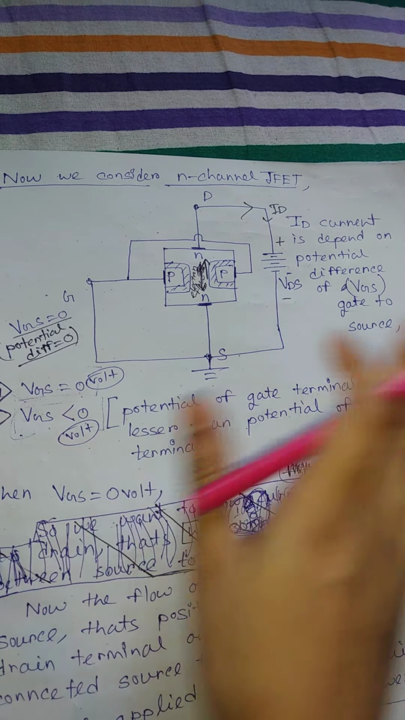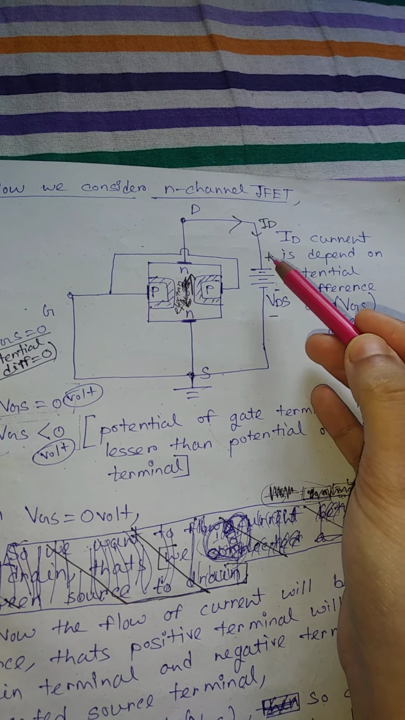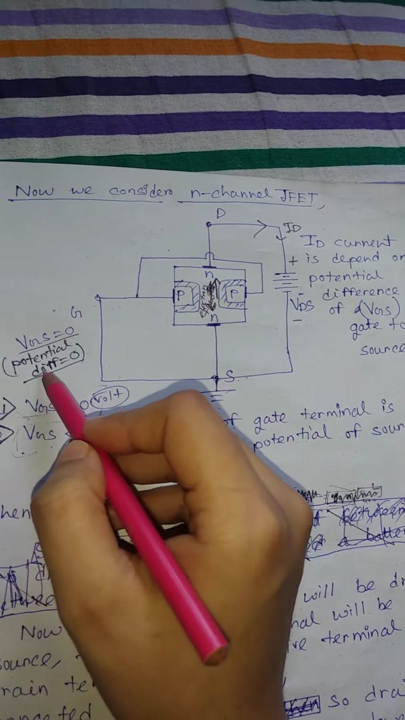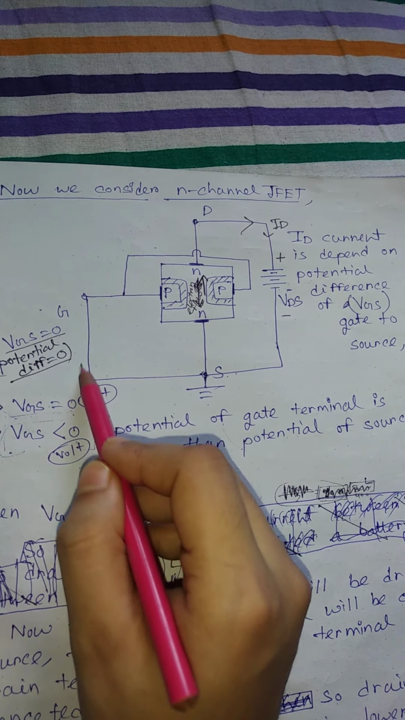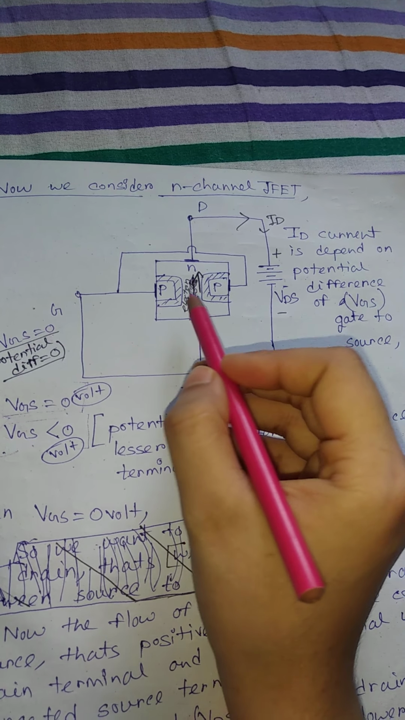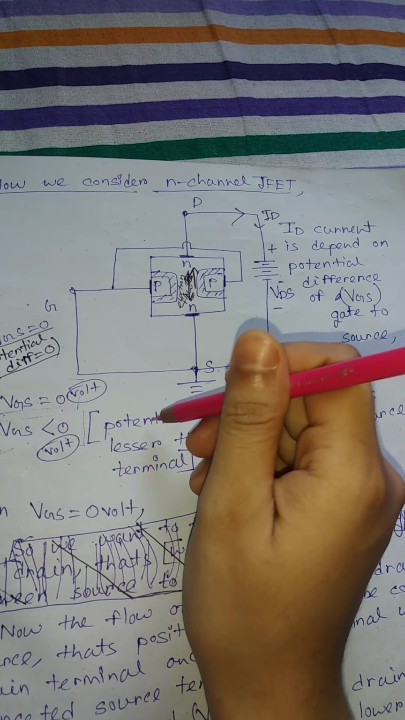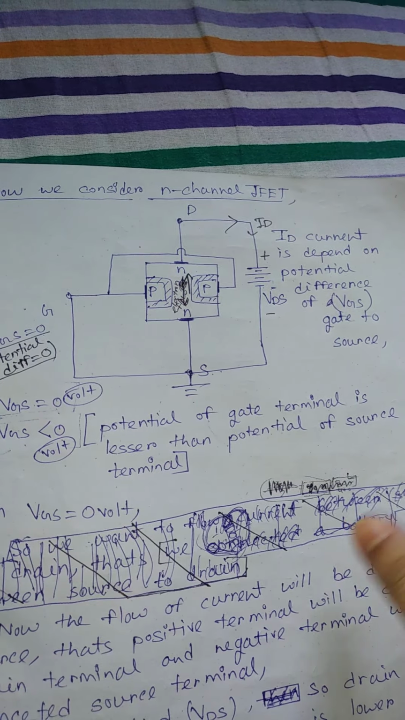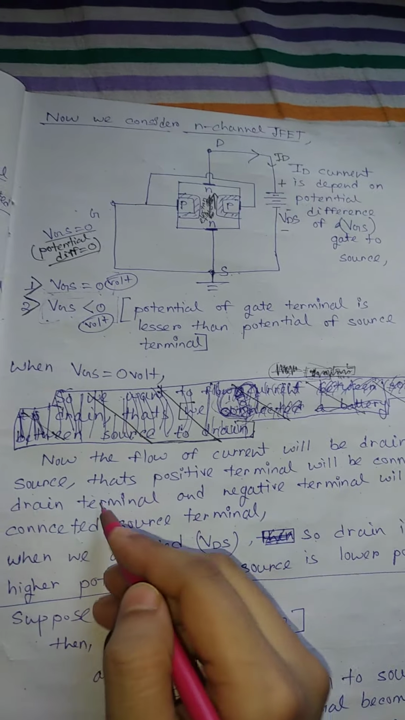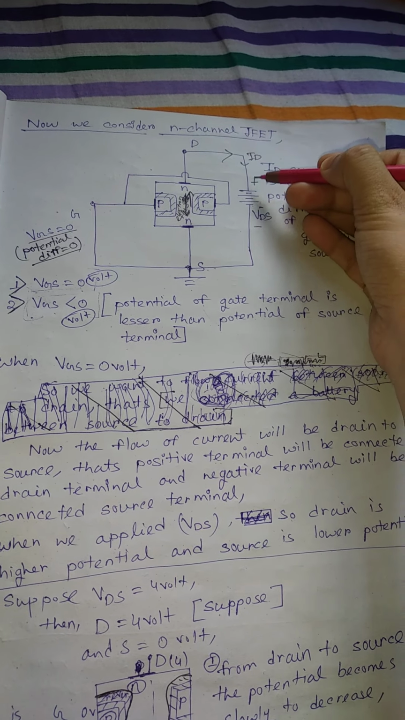So the connection is very clear: a battery is connected between drain and source, with the battery's positive side connected to the drain and the negative side connected to the source. We also want VGS equal to 0, so we connected the gate to the source, and the source is grounded. In that case, this is the P side, this is the N side, and this is the depletion layer. When it is constructed, the depletion layer is established. Now the direction of ID current: the flow of current will be from drain to source.